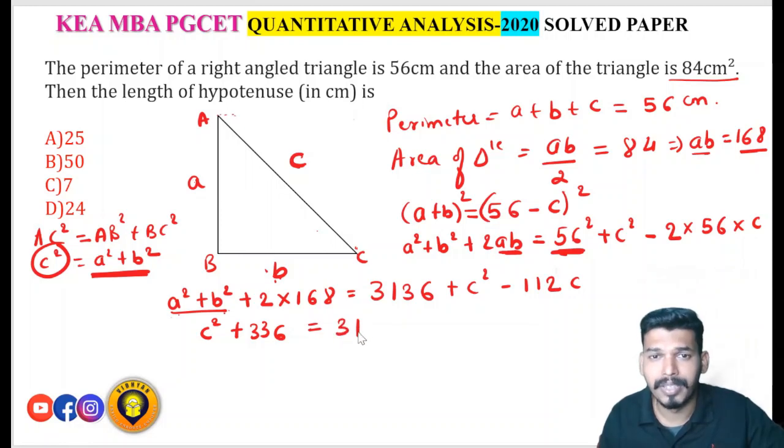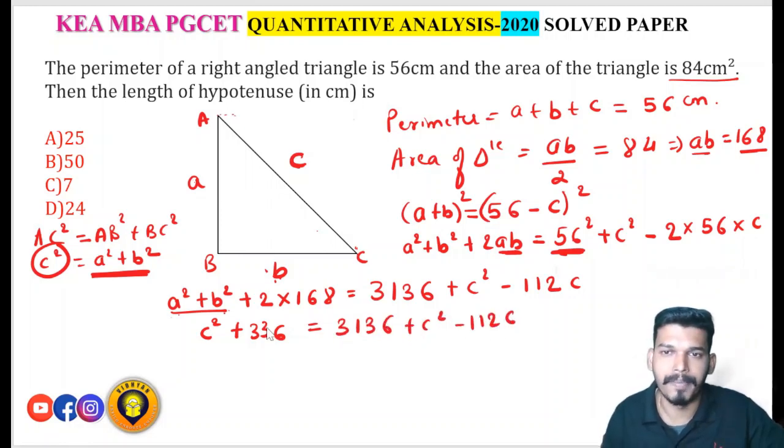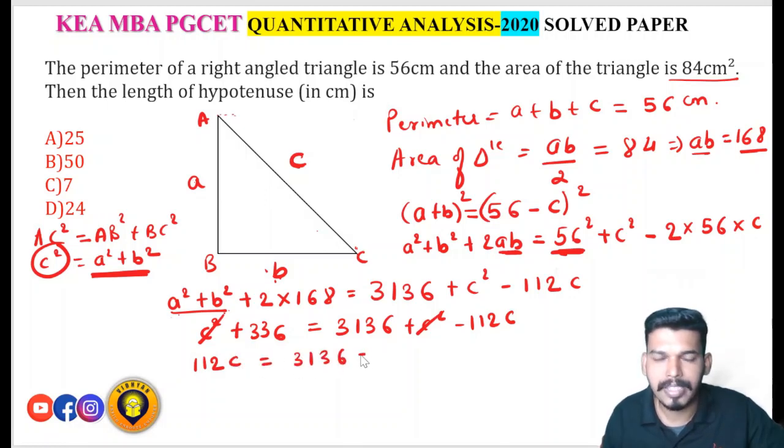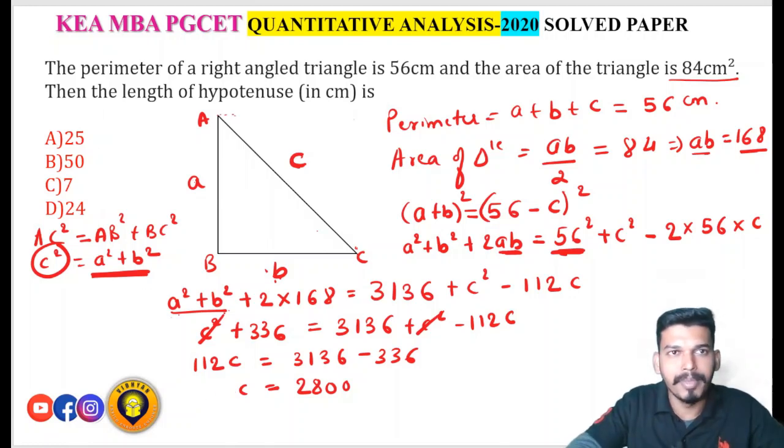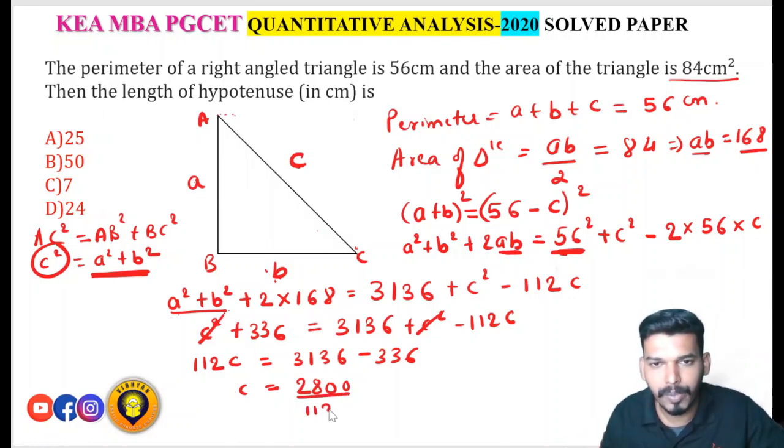336 is equal to 3136 plus c square minus 112 c. So c square cancels out. 112 c comes to the left hand side. 112 c is equal to 3136 minus 336. Therefore 112 c is equal to 2800. So the c value will become 2800 divided by 112.